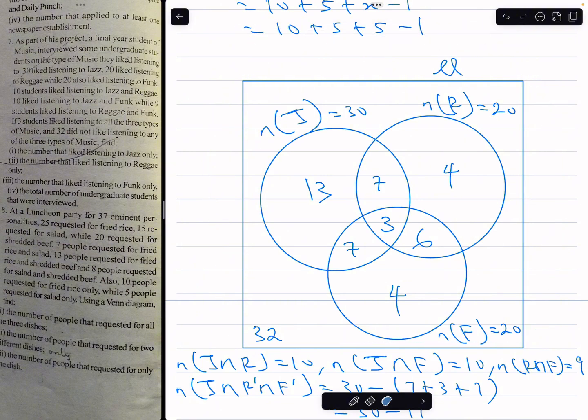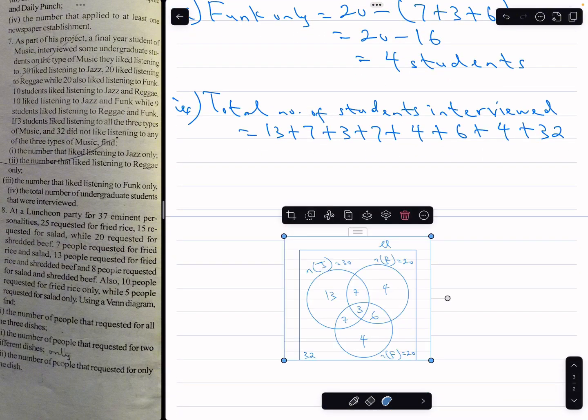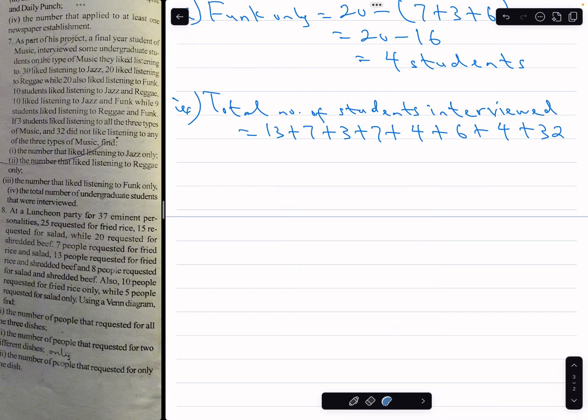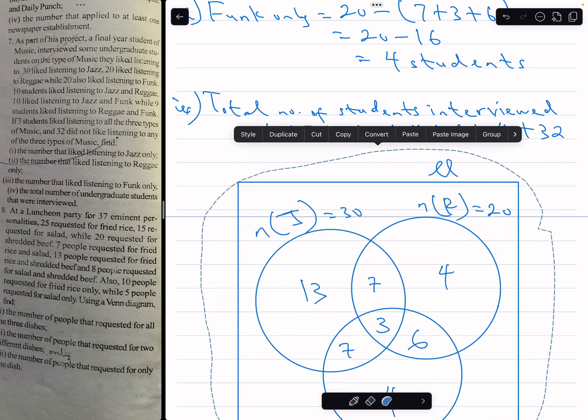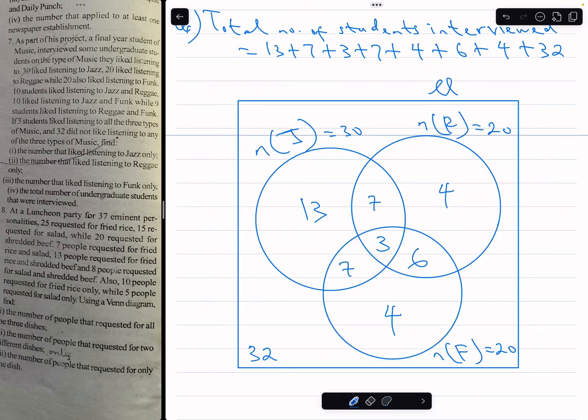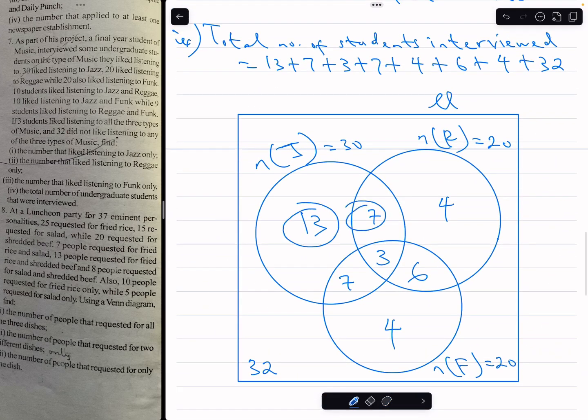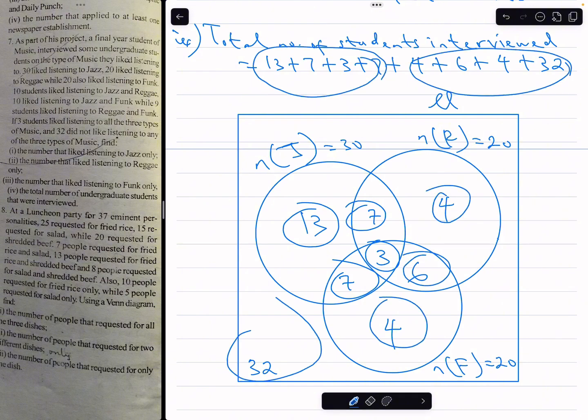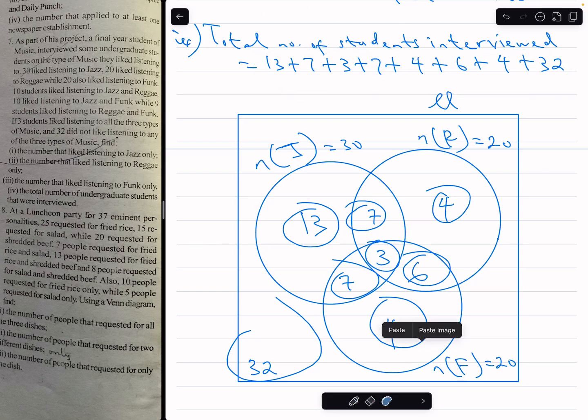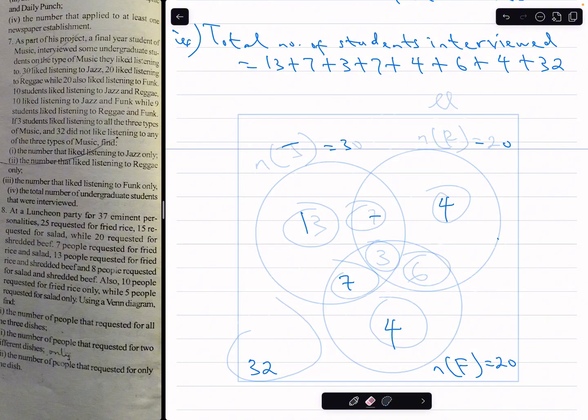Let's bring the diagram down and be sure that we are doing the right thing. This is the diagram. Yes, I think it's better this way. So these are the numbers we're adding: 13 plus 7 plus 3 plus 7, that's the whole of this, plus 4 plus 6 plus 4 plus 32, and that's the whole of this. So what does that give us? We can now check. Let's take that out and see what that's going to be.